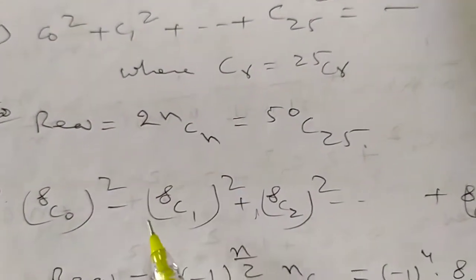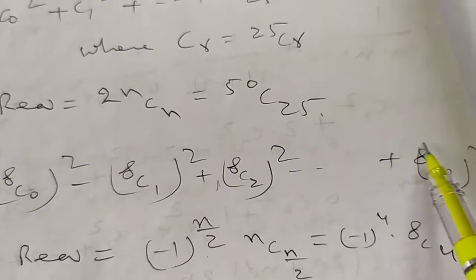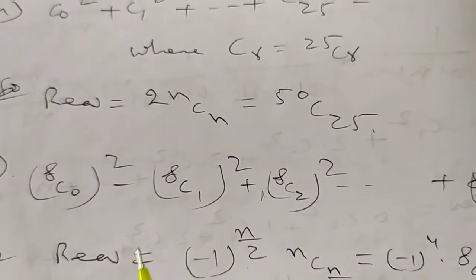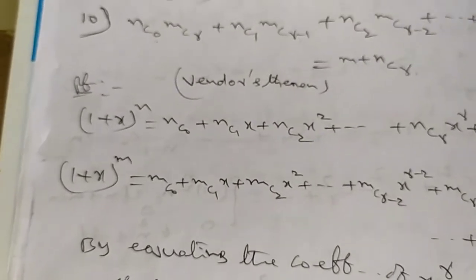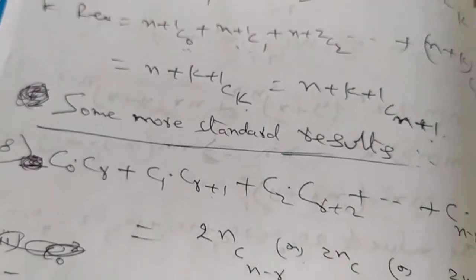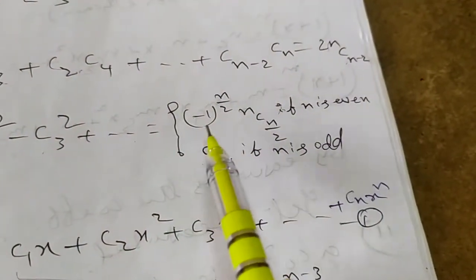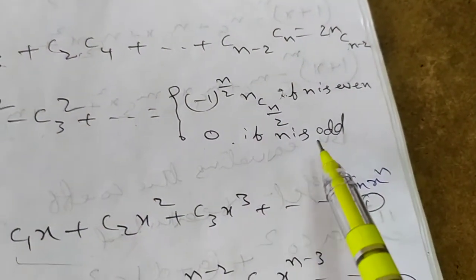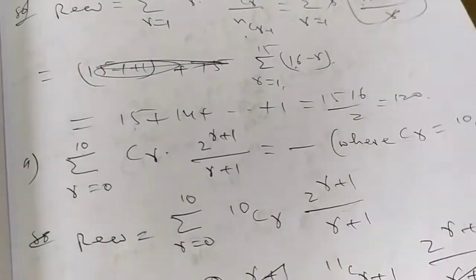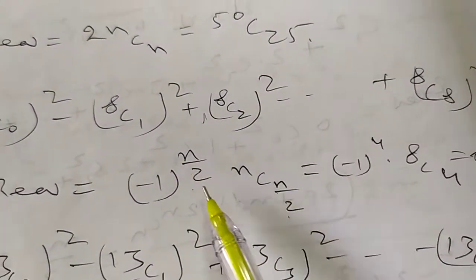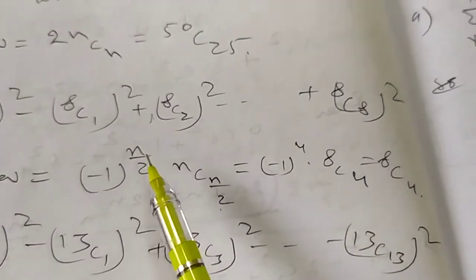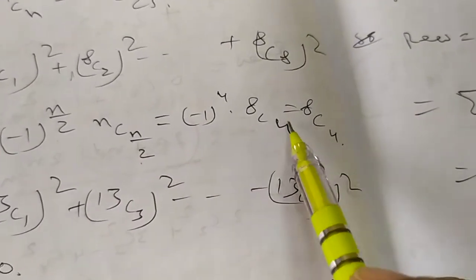Next: 8C0 square minus 8C1 square plus 8C2 square and so on. So C0 square minus C1 square plus C2 square, alternating plus or minus. There are two formulae, when n is even and when n is odd. This is the formula: C0 square minus C1 square plus C2 square and so on. If n is even, the formula is minus 1 whole power n by 2 nCn by 2. If n is odd, that value is 0. So clearly in place of n here is 8. So the n value is 8. So the first formula, minus 1 whole power n by 2 nCn by 2. Put n equal to 8, so we get the required 8C4 as the answer.